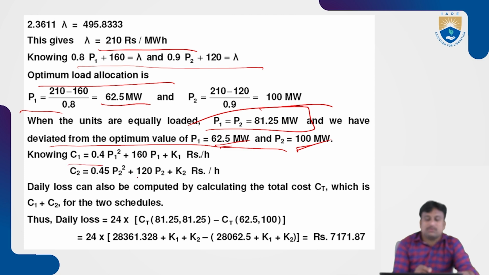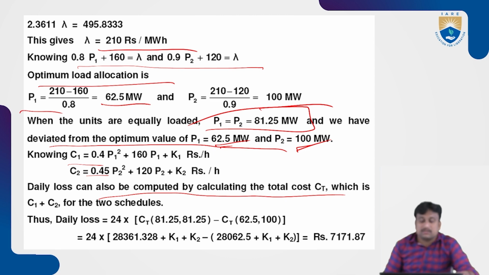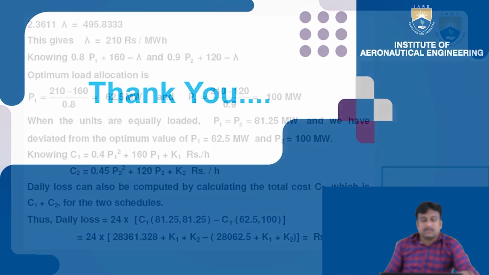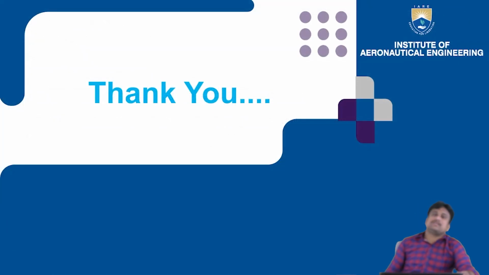Knowing the values of C1 and C2, the daily loss can also be calculated by calculating the total cost CT, which is C1 plus C2, for the two scheduled values. Now the daily loss is 24 hours times this CT, which is about 17,171.87. So with this analysis, we can make better scheduling of the thermal and tidal power plants.